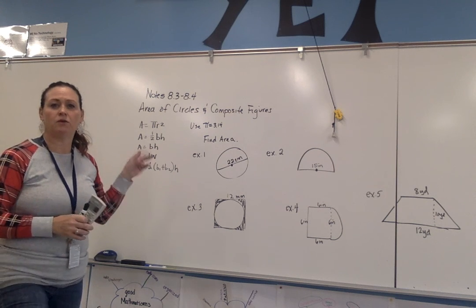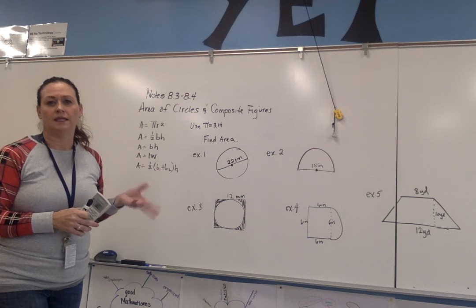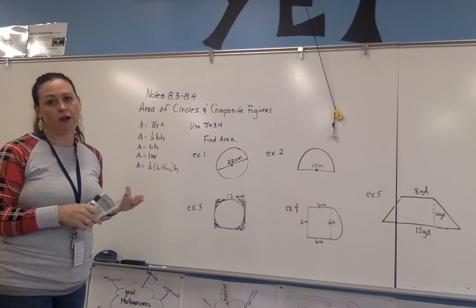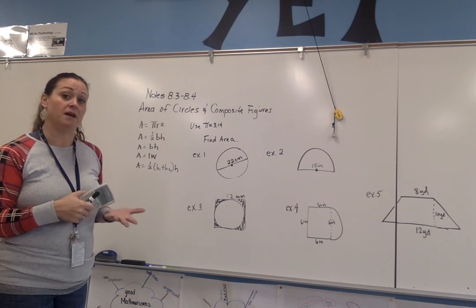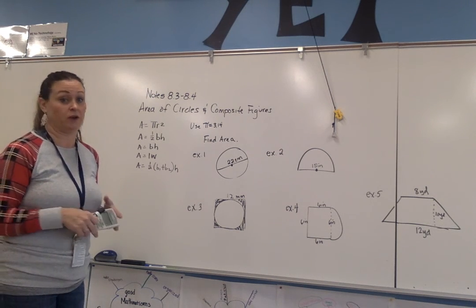Hey everybody, we're going to talk about notes from the 7th grade Common Core, lesson 8.3 and 8.4, area of circles as well as composite figures. And composite figures are figures that are made up of more than one figure.